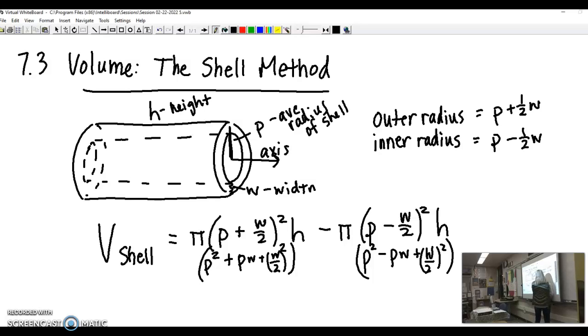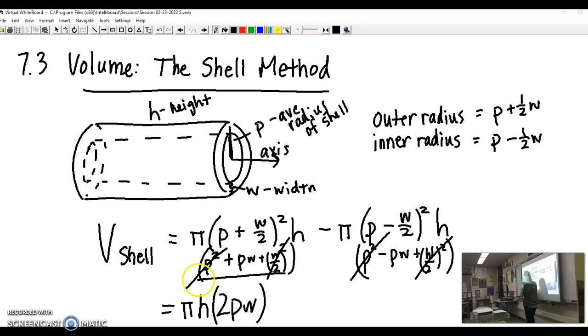They're both times a pi and they're both times of h, right? So we can kind of pull that pi out. We can pull that h out. I'll put them in a different order here in a second. So I have just this minus this. What's going to happen to the p squared? P squared minus p squared cancel. Or that's PWs. PW minus and negative PWs, 2PW. And what's going to happen to the W over 2 squares?